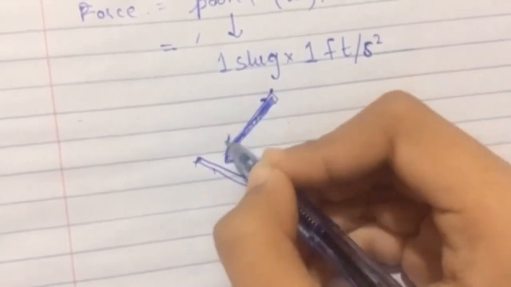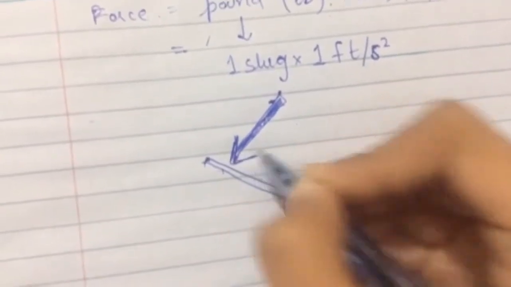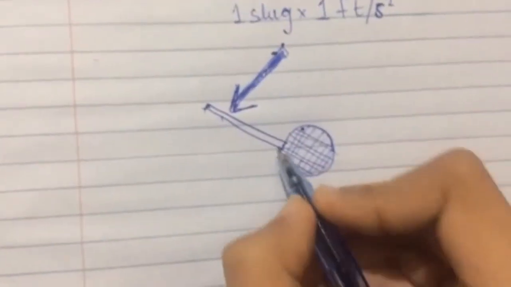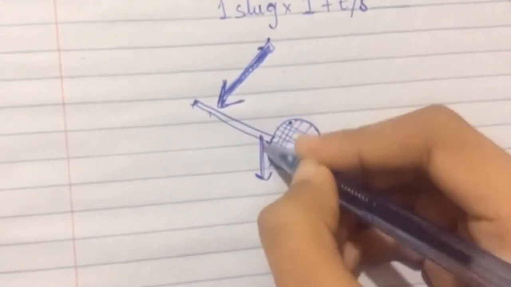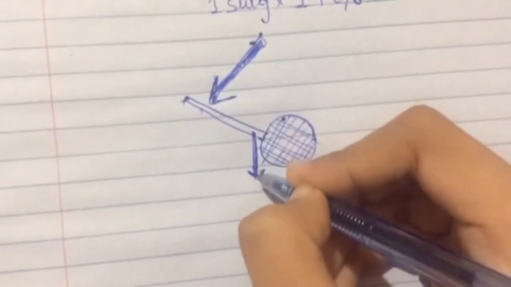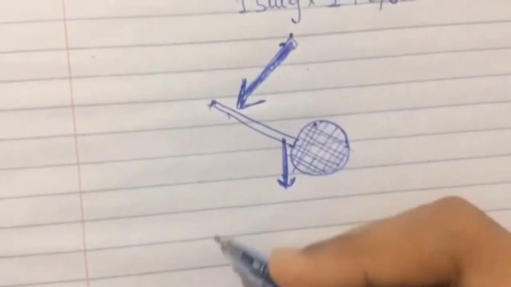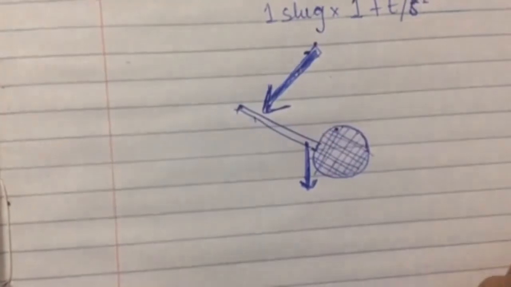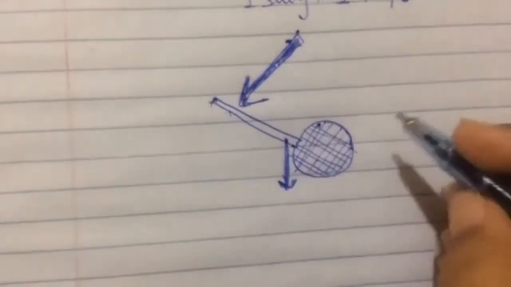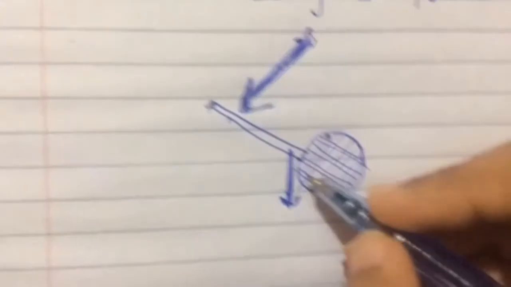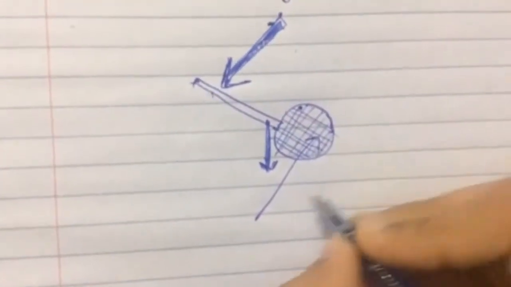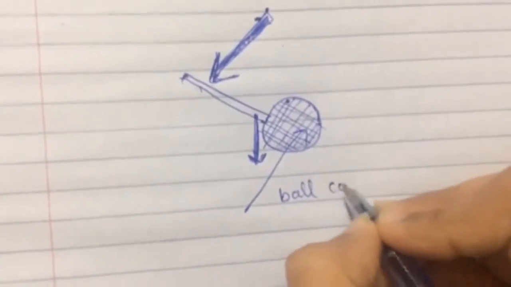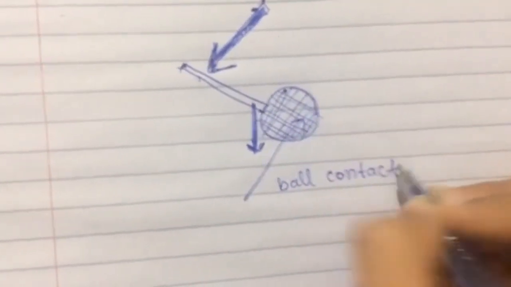And the other force is the weight, which acts on the downward side, and the other force is acting by the ball contact. When a ball is in contact with that racket, basically a tennis racket or badminton racket, we can take an example of a tennis racket. So this is the ball contact. This is the first force applied by the player and the second force is applied by the ball contact.